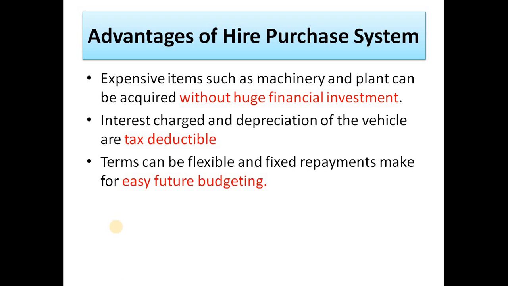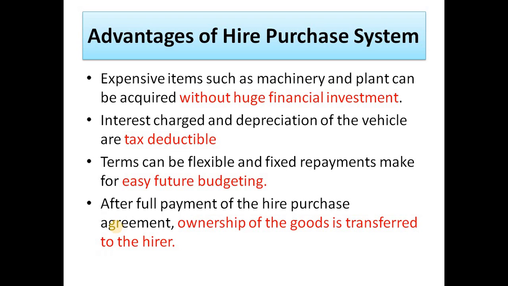The next is that terms can be flexible and fixed repayments make for easy future budgeting. Both of them, the hire vendor and the hire buyer, can sit and decide the terms and conditions. Those are flexible and depend on them. Even after they have entered into the agreement, they can change those terms and conditions at any time. They fix the repayment schedule, the repayment amounts and the number of installments as per their future needs. Then the next is that after full payment of the hire purchase agreement, ownership of the goods is transferred to the hirer. This we have already seen.